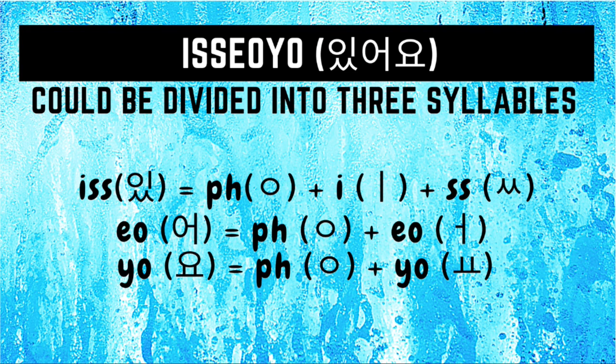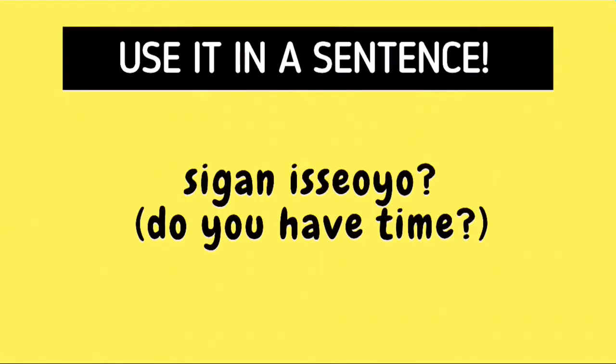How do you write ISSEOYO in Hangul? This is composed of 3 syllables. For the first syllable, it or is, we need to draw first a placeholder iyang followed by an e character followed by a sangsiyot or double siyot character. For the second syllable o, we need to draw first a placeholder iyang and an o character. And for the last syllable yo, we need to draw a placeholder iyang and the yo character.